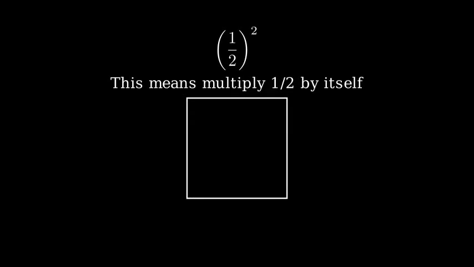Imagine we have a square that's 1 unit by 1 unit. If we take half of the square horizontally, and then take half of that vertically, the resulting small square represents 1/2 squared. Let's solve this step by step.